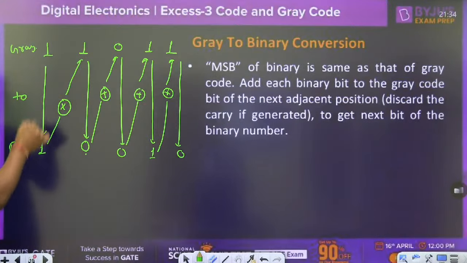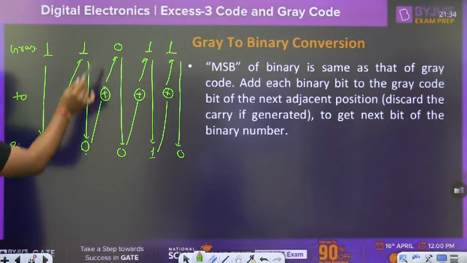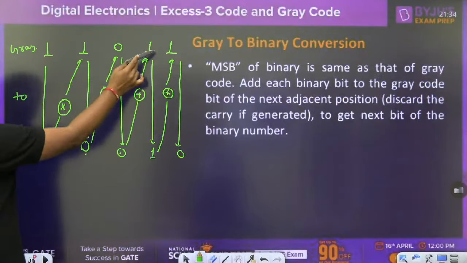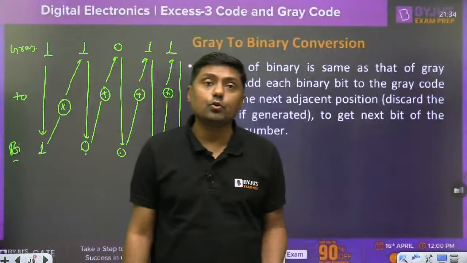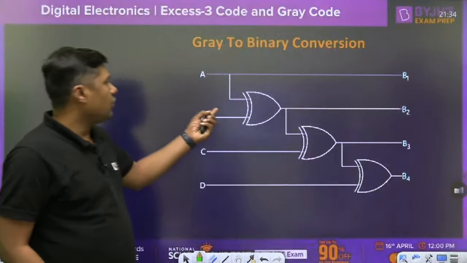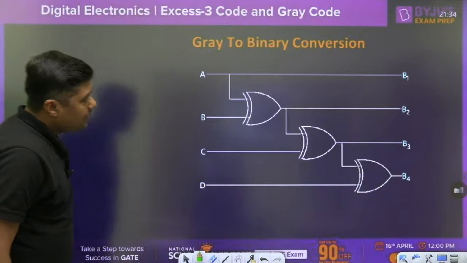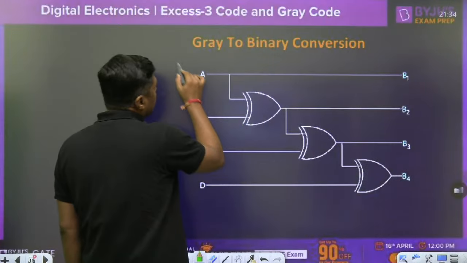First of all, take this one. Then this result is exclusive OR with this, this result is exclusive OR with this, and this result is exclusive OR with this. And then gray is converted into binary. So the same, for example, this is binary and this is the gray.